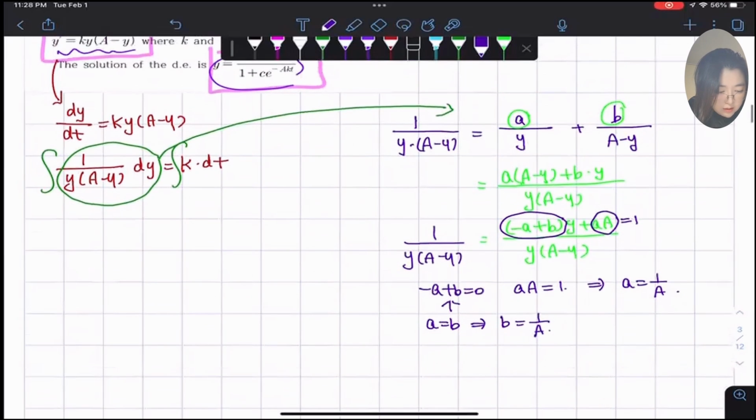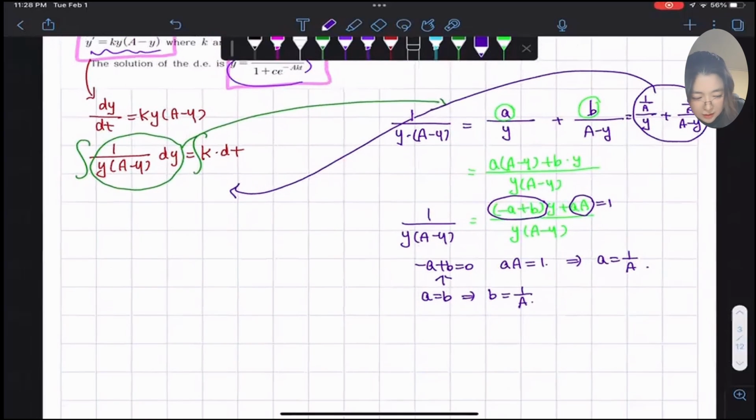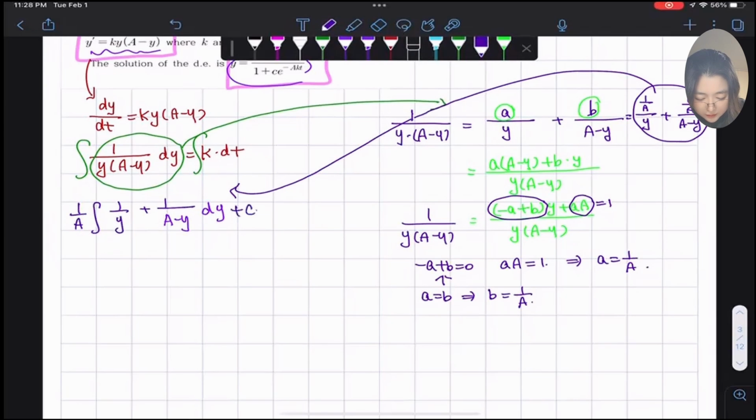So I can rewrite this equation. This is 1 over A times (1 over y plus 1 over (A minus y)). Take this again. So extract 1 over A, integral of 1 over y plus 1 over (A minus y) dy, plus c1, equals kt plus c2. Okay, move this.